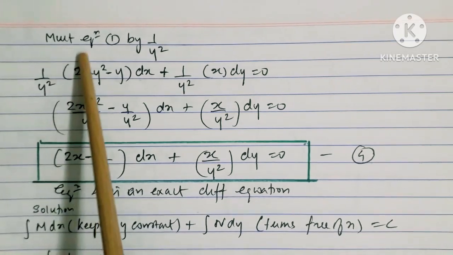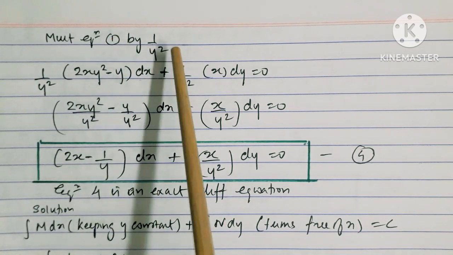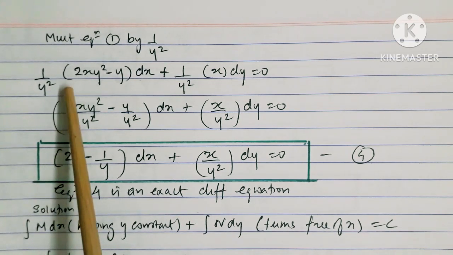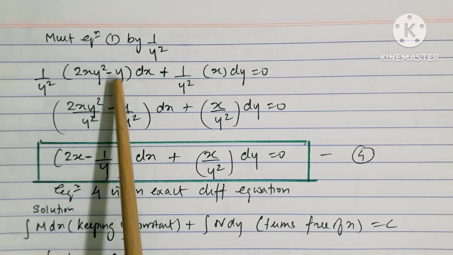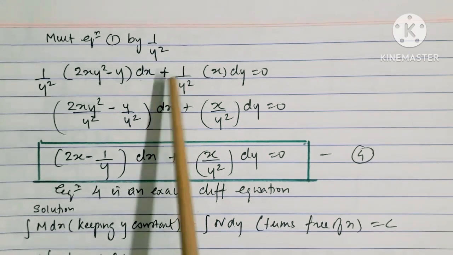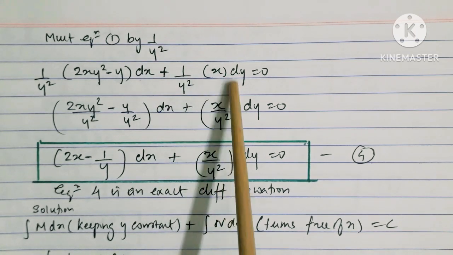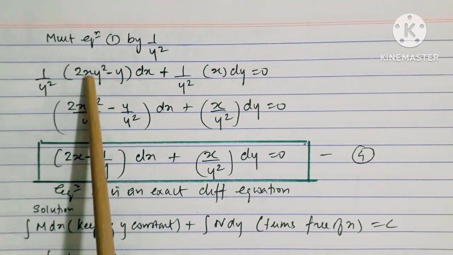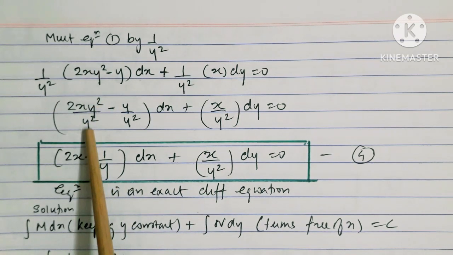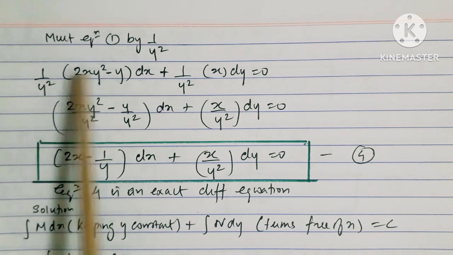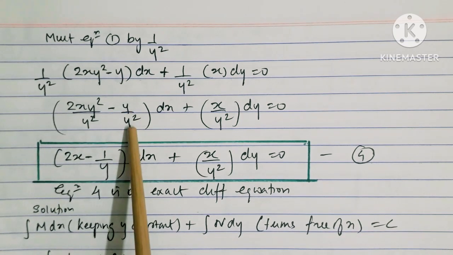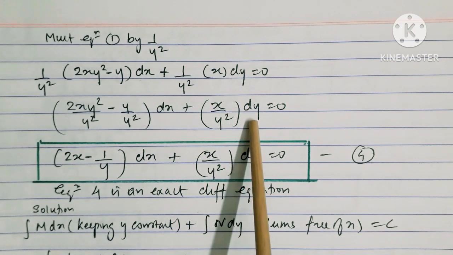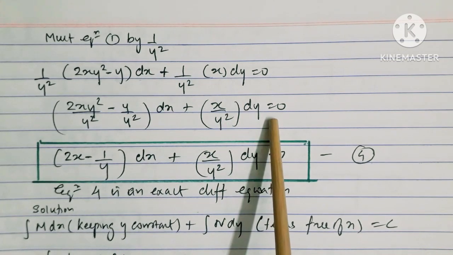Now, multiplying equation 1 by the integrating factor 1 upon y square, we get 1 upon y square into bracket 2xy square minus y dx plus 1 upon y square x dy is equal to 0. So, this would be 2xy square upon y square minus y upon y square dx plus x upon y square dy is equal to 0.